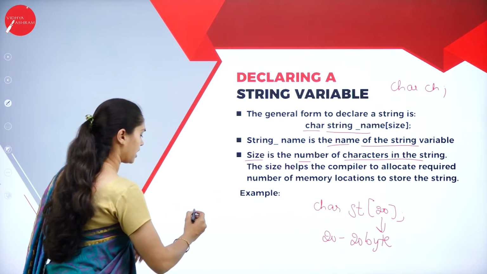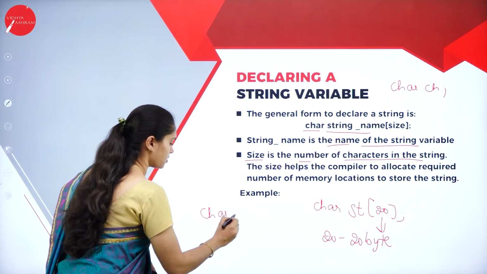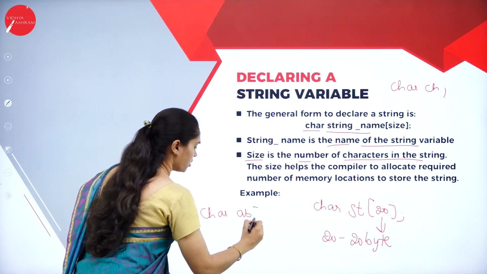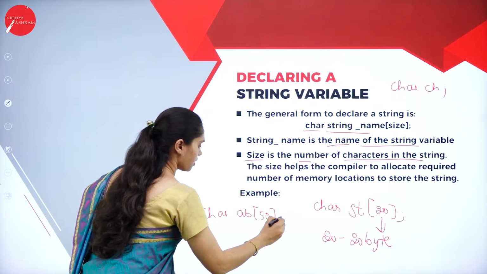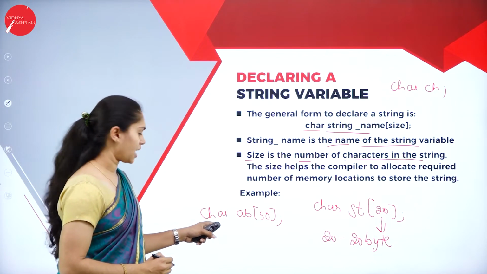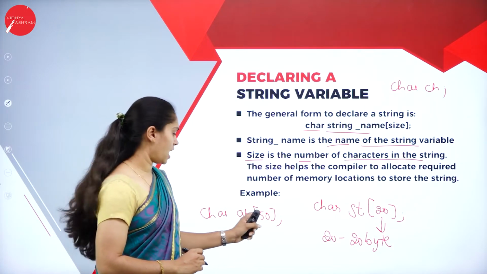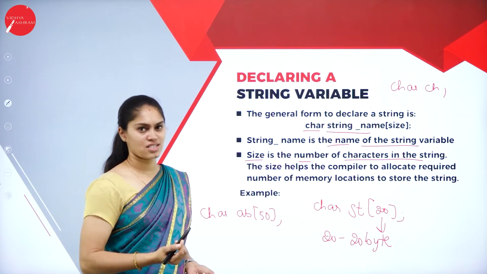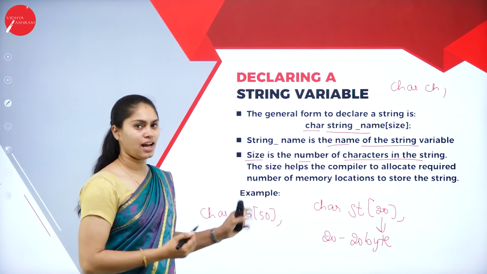So let me take one more declaration. Char AB[50]. So char is a data type, AB is the name of the string, and 50 is the size of the string or character array.